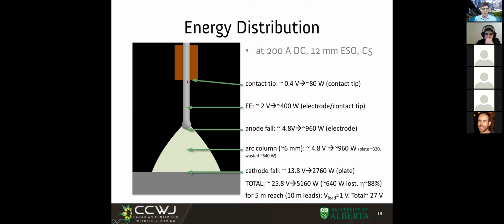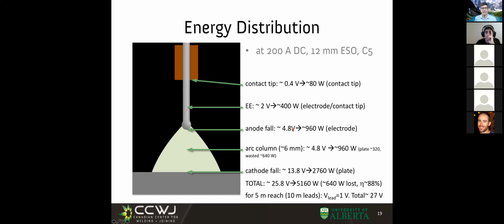These 400 watts of electricity that are being generated in the wire help to melt the wire. Then we have the anode fall voltage, more or less 4.8 volts times the 200 amps. That gives us almost 1 kilowatt, right? But look at this, more or less 400 watts in the stick out, and more or less double in the anode.